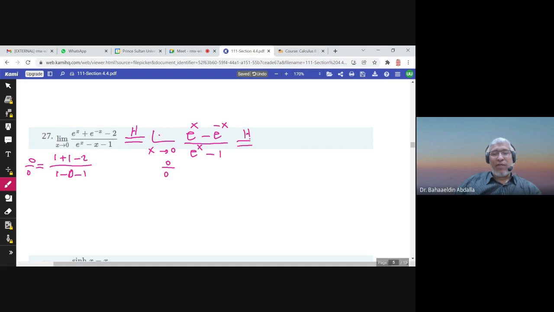Use L'Hopital's again. e to the power x plus e to the power negative x. That's the derivative. e to the power 0 is 1. e to the power 0 is 1. So the answer is 2.